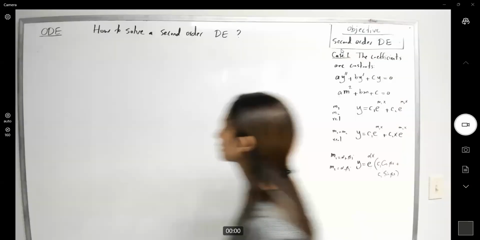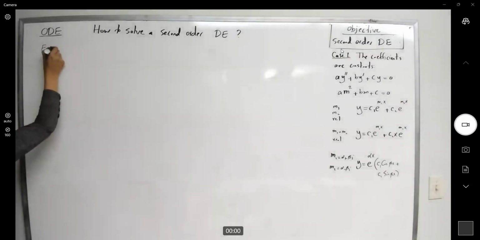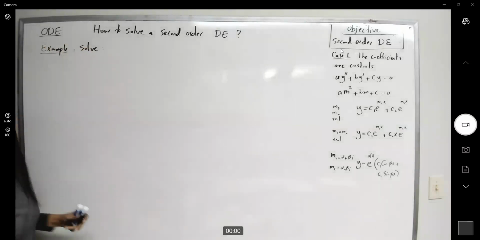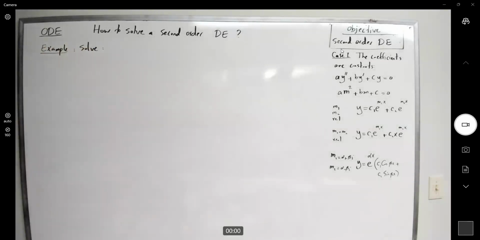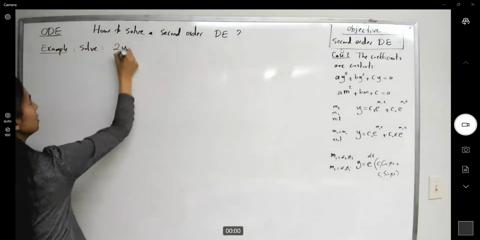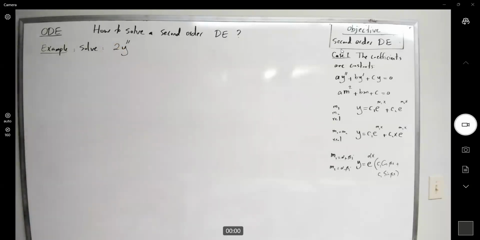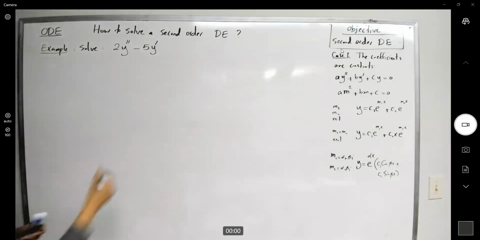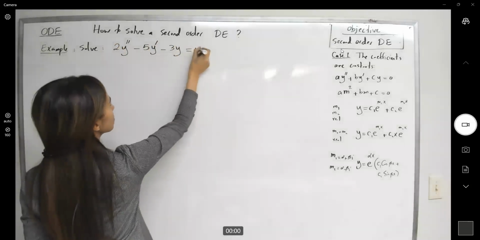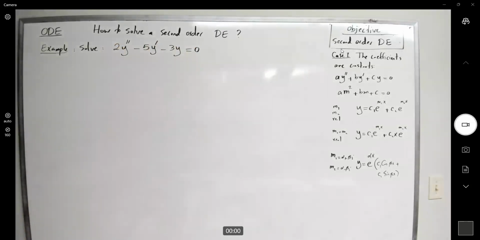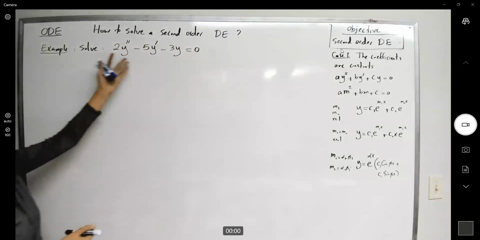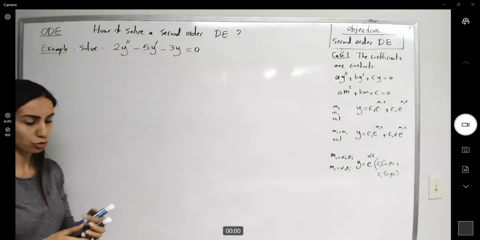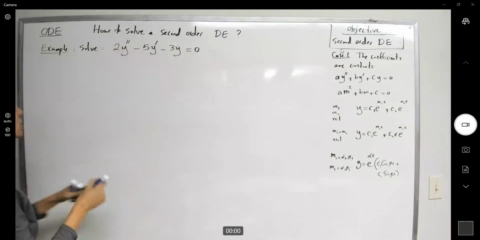Very good. Let's go over a couple of examples. This example says solve the following differential equation. Here you have 2y'' - 5y' - 3y = 0. Very good. So let us construct the auxiliary equation. This is just a second order homogeneous differential equation with constant coefficients.